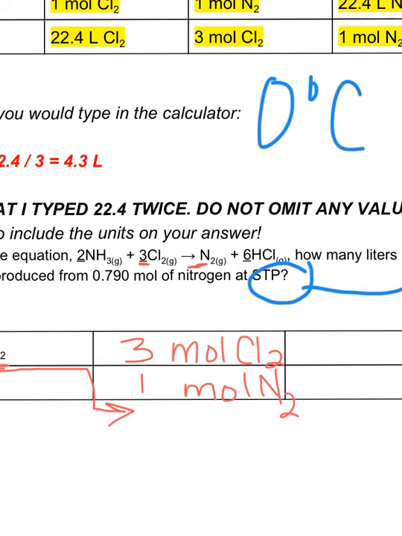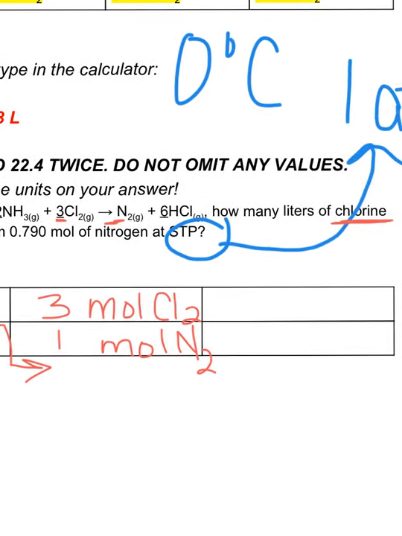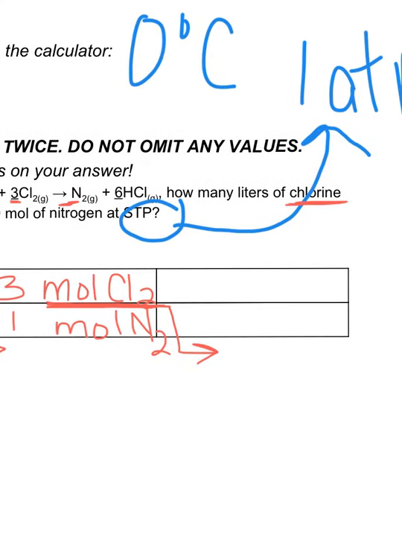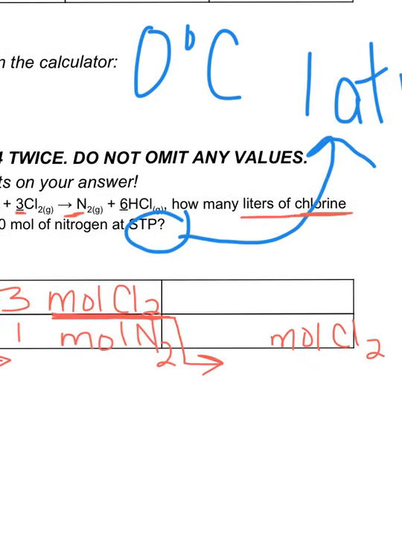Okay? Now again, what do we do with the unit that's on top in the previous step? We take it down in the next step. So moles of chlorine was on top there. So I'm going to have moles of chlorine on the bottom. What goes on top? Look at the question. What is it asking for? Liters of chlorine. So we're going to put liters of Cl2.